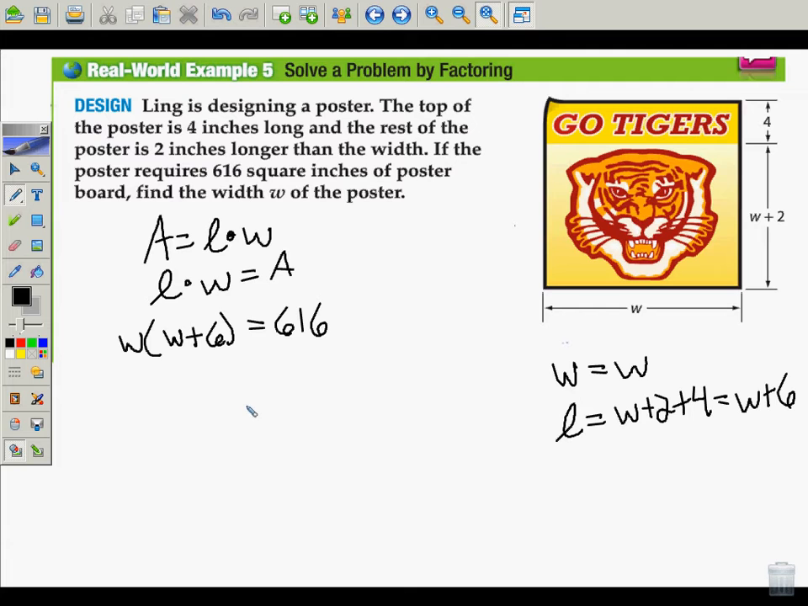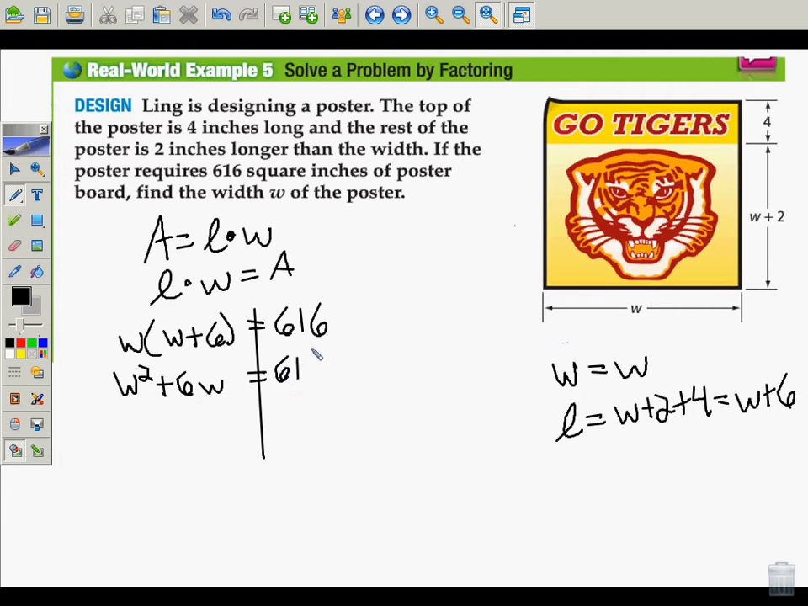Now, you may be tempted to set W equals 616 and W plus 6 equals 616. You cannot do that, because we can only do that when one side equals 0. So to do this, first thing I'm going to distribute. I get W squared plus 6W equals 616.